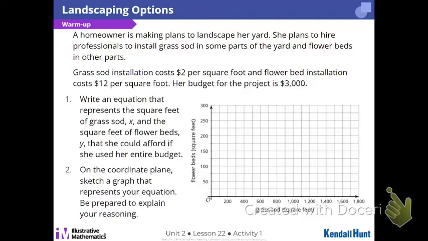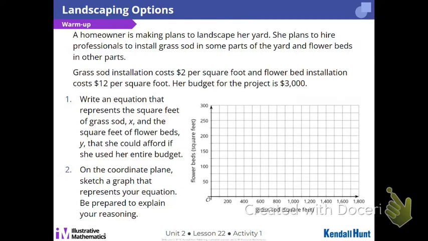And this homeowner is doing some landscaping. They have two options for landscaping. Sod, if you don't know what sod is, it's like they take real grass and they kind of roll it up and lay it out. That sod runs $2 per square foot. And then flower beds cost $12 per square foot.